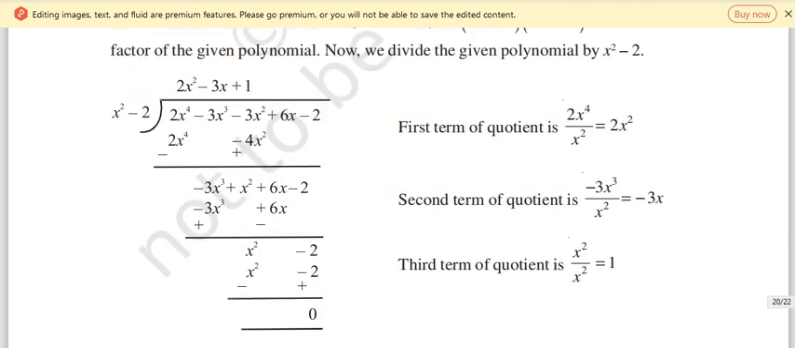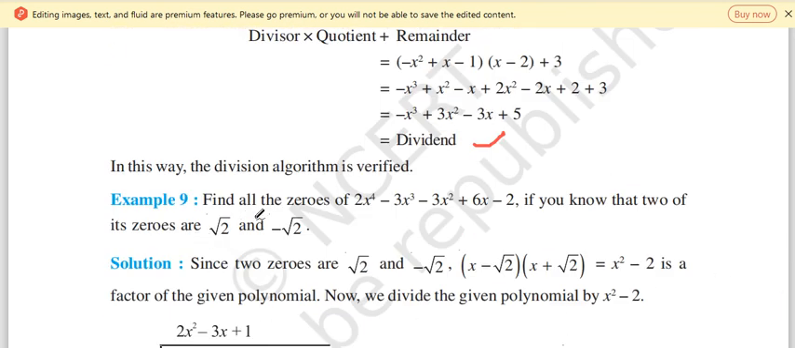Okay, next: find all the zeros of the polynomial. If we know that 2 zeros are root 2 and minus root 2, then x minus root 2 is a factor and x plus root 2 is also a factor of this polynomial. Similarly, x minus 2 and x plus 2 are also factors of this polynomial. Therefore, x minus 2 is a factor of the given polynomial.